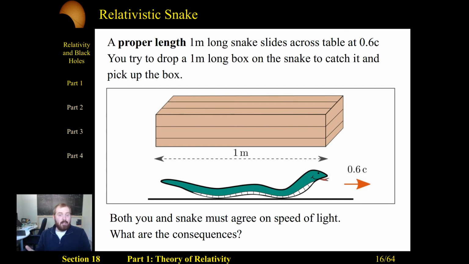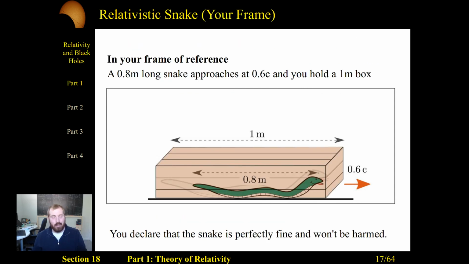Remember, we must agree. You and the snake must agree on the speed of light. So let's look at the crazy consequences of this. We'll start at your frame of reference. You see the snake coming towards you. At rest, that snake would be a meter long. But because of its relative speed, it's shortened. What you actually see is a 0.8 meter long snake moving at 60% of the speed of light towards you. You're holding a 1 meter box, so of course you'll be able to drop the box on the snake. Right? The snake's smaller than your box now.